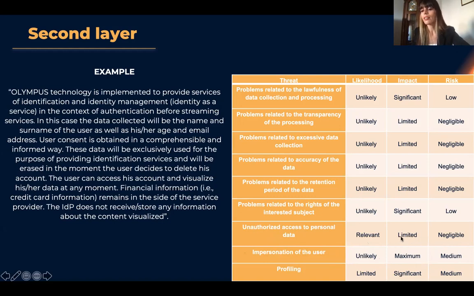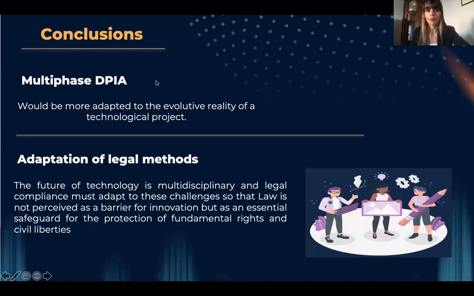As you can see, the impact is limited because Olympus will just be processing the name, the age, and the email of the natural person. So in the end, it is not a very important risk in those cases. There are unauthorized accesses to this data, but these data are not sensitive.